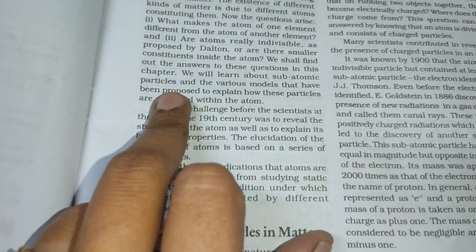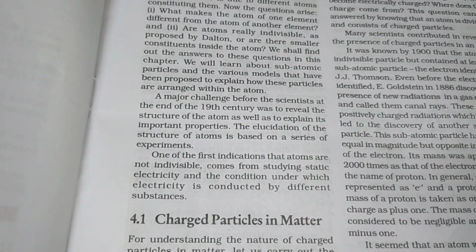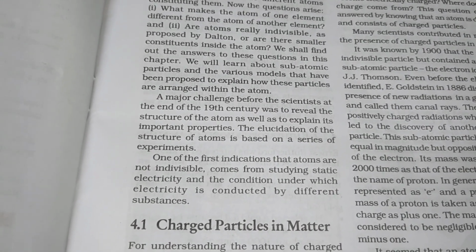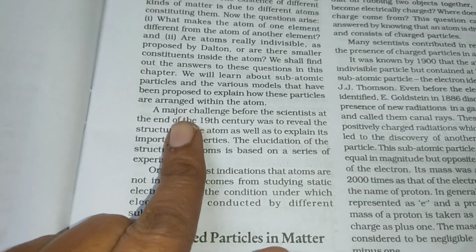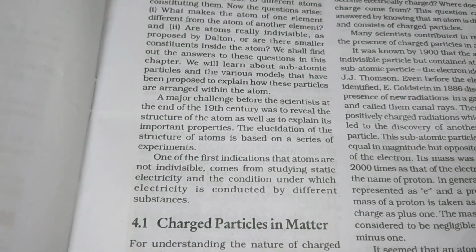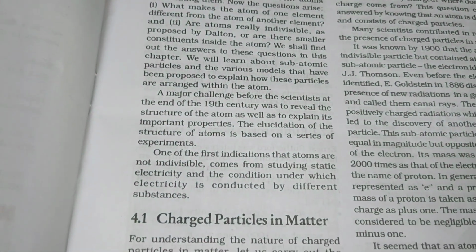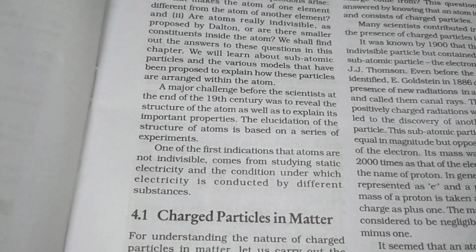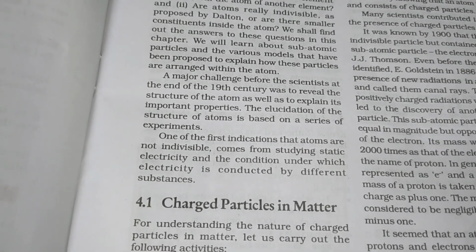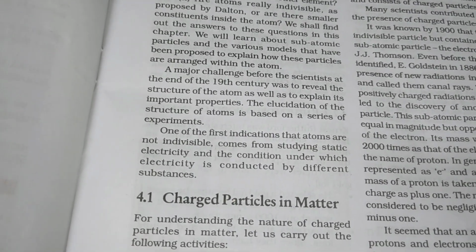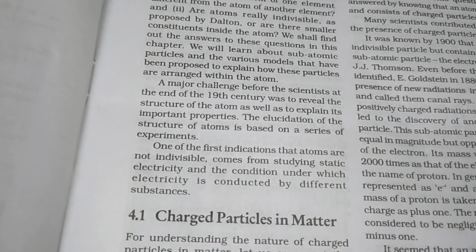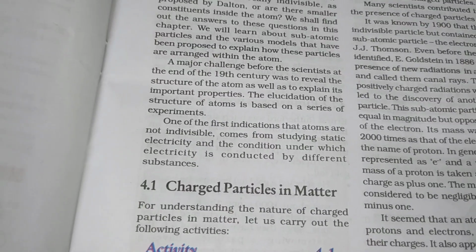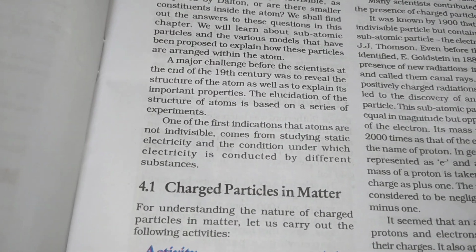We will learn about the subatomic particles and the various models proposed for how the subatomic particles are arranged within the atom. A major challenge before the scientists at the end of the 19th century was to reveal the structure of the atom as well as to explain its important properties. One of the first indications that atoms are not indivisible came from the study of static electricity. They found that something inside the atom conducts electricity, and these are nothing but charged particles inside the matter.